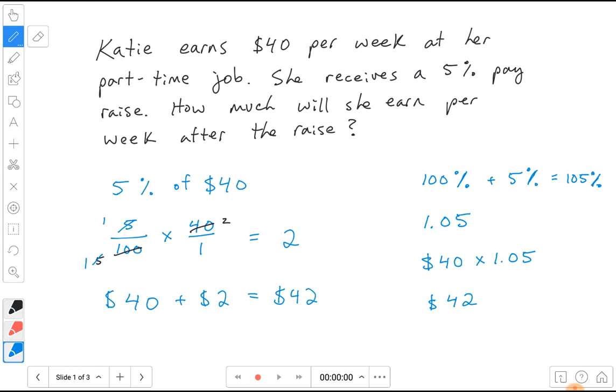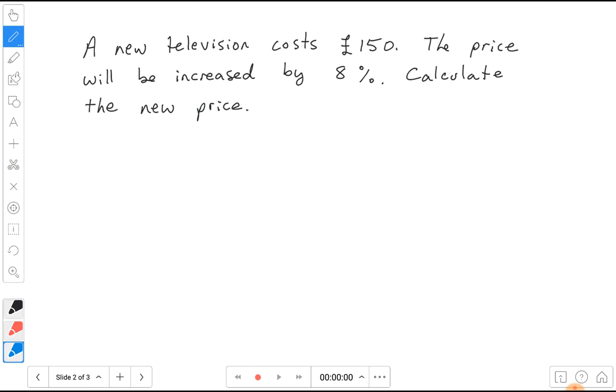So we can look at this two different ways, and we'll try again with a different example. A new television costs £150. The price will be increased by 8%. Calculate the new price. All right, let's try the same way we did before. So we want to find what is 8% of 150 pounds.